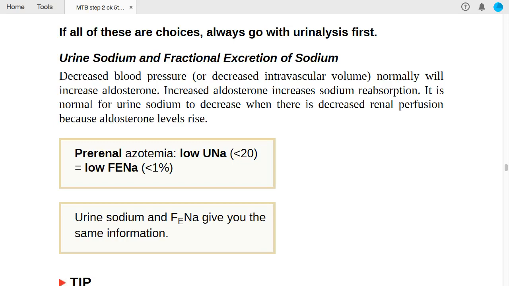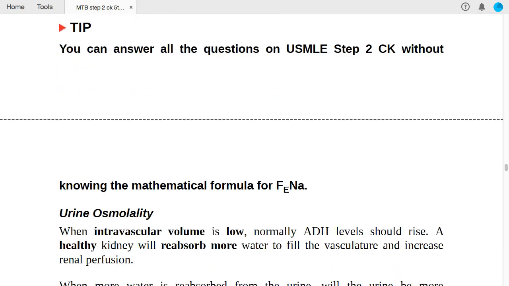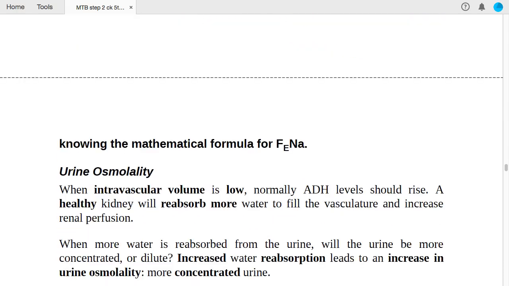Now, the tip for us is, you can answer all the questions without knowing the mathematical formula of fractional excretion. So don't go for the formula. We can easily answer the questions related to this topic.